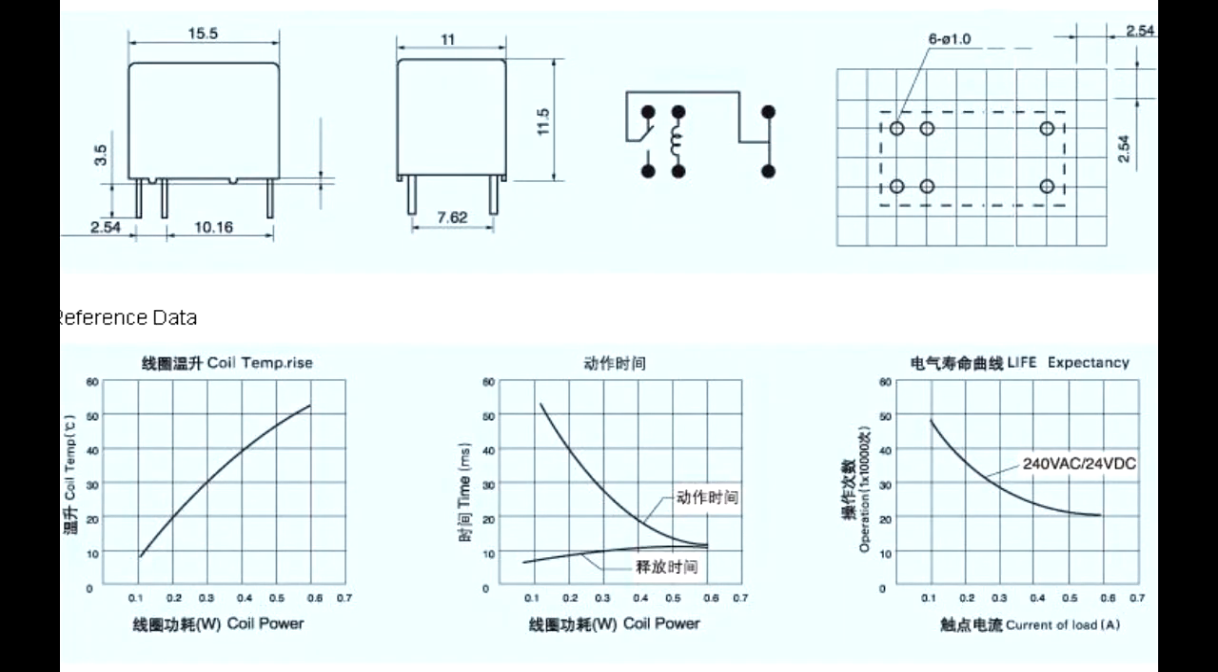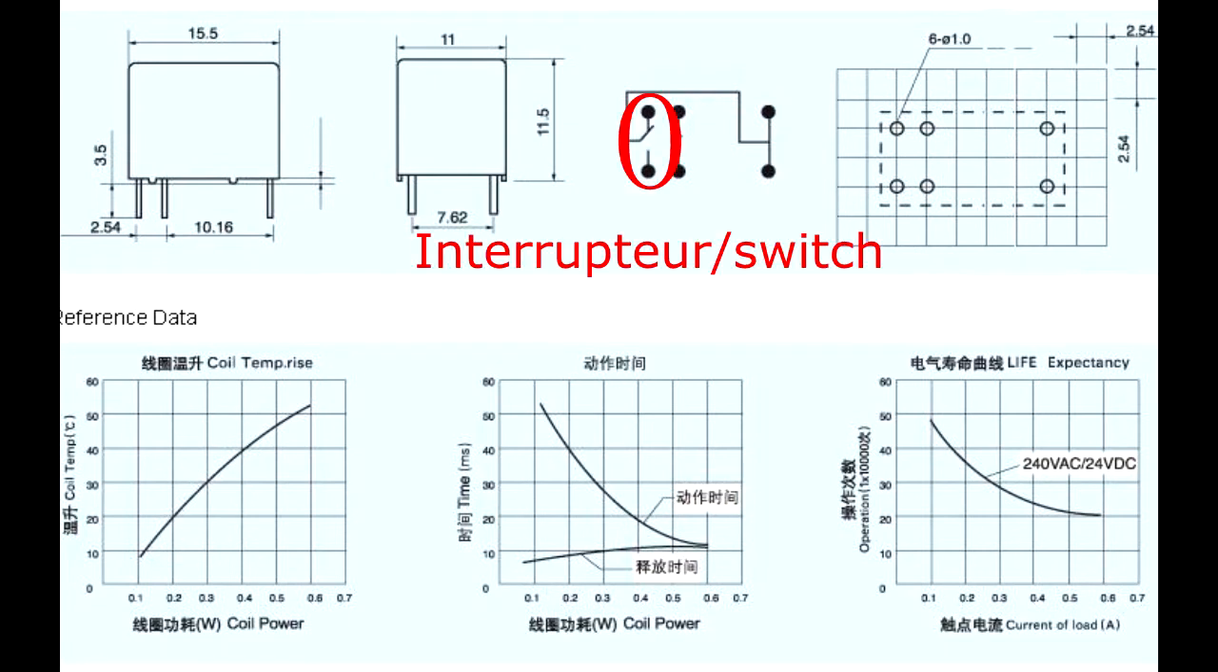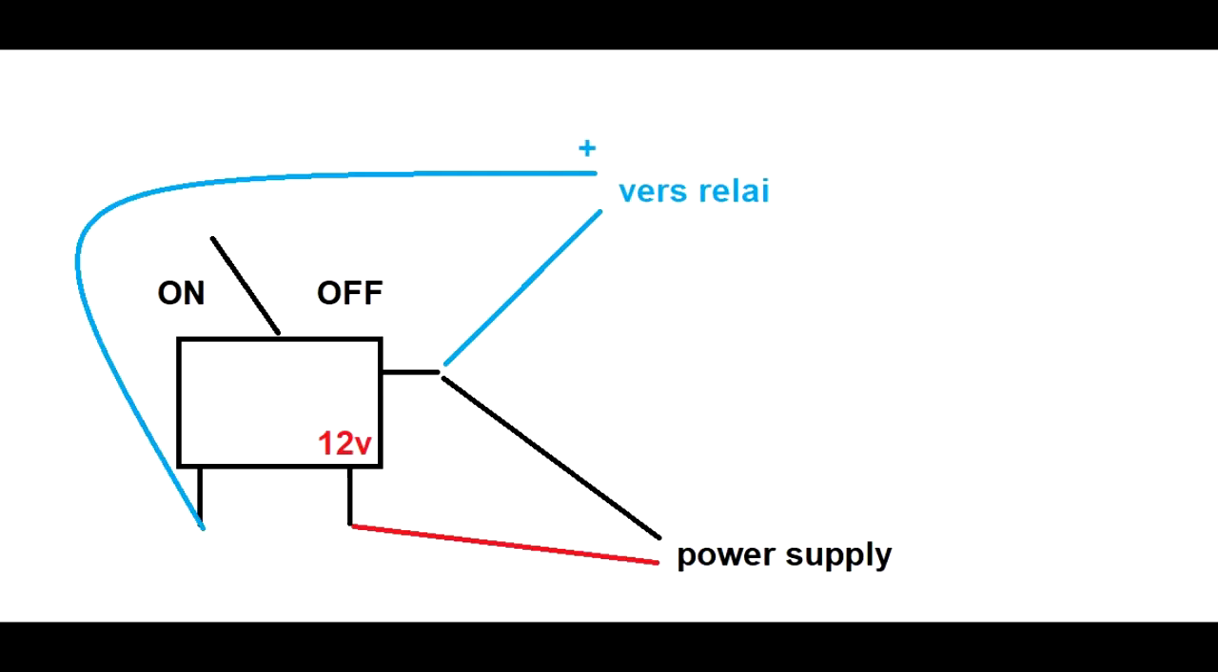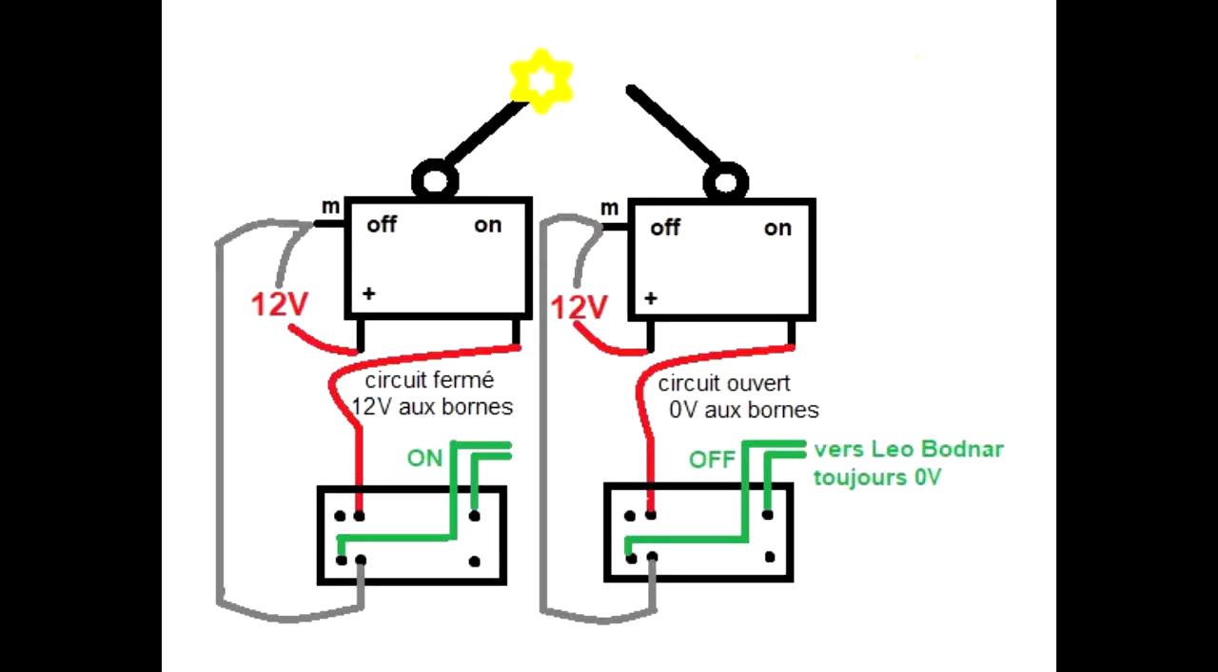So the pins of the coil and the pins of the switch are indicated on the data sheets. So the new wiring diagram of the on-off switch with the relay looks like that. Now we have our switch with LED illuminated in on position and extinguished in off position, and we have always 0 volts on the green wire which goes to the LeoBodnar board, which is totally safe.